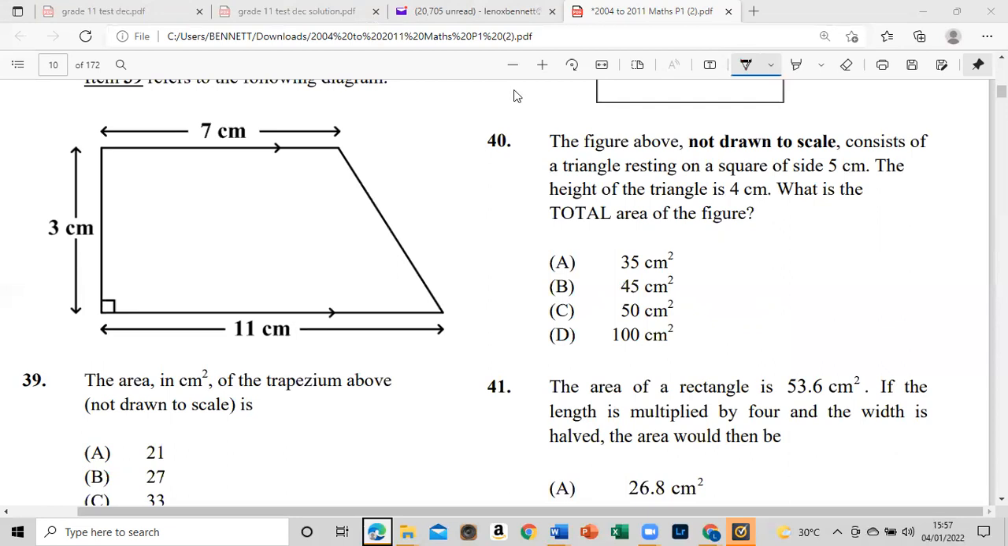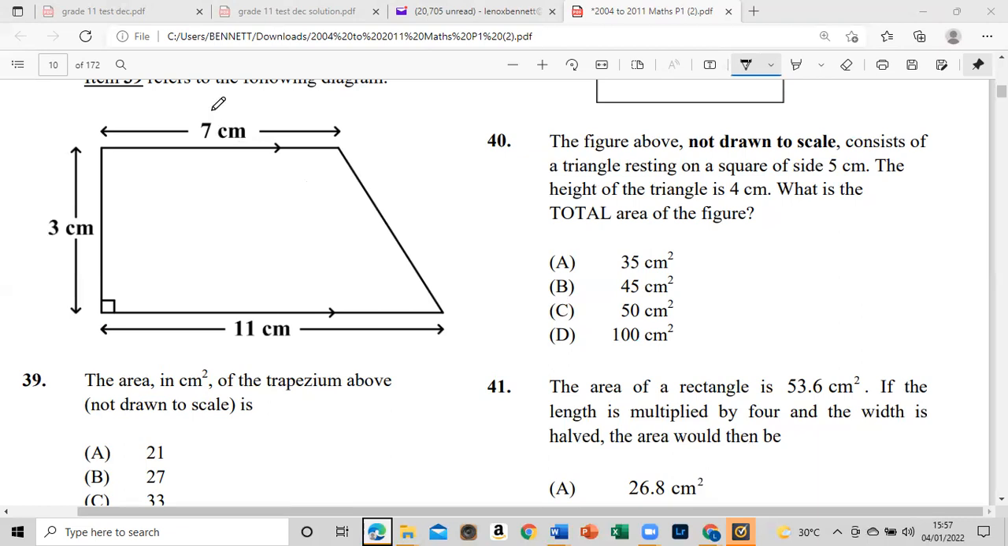Oh, I think there's an error there. I think that's an error, guys. Alright, so the area in centimeters square of the trapezium is not drawn to scale. Alright, look guys, so this is your height. They could have put in a small slant side, but no. They say no, I'm going to make it a fair exam, right?